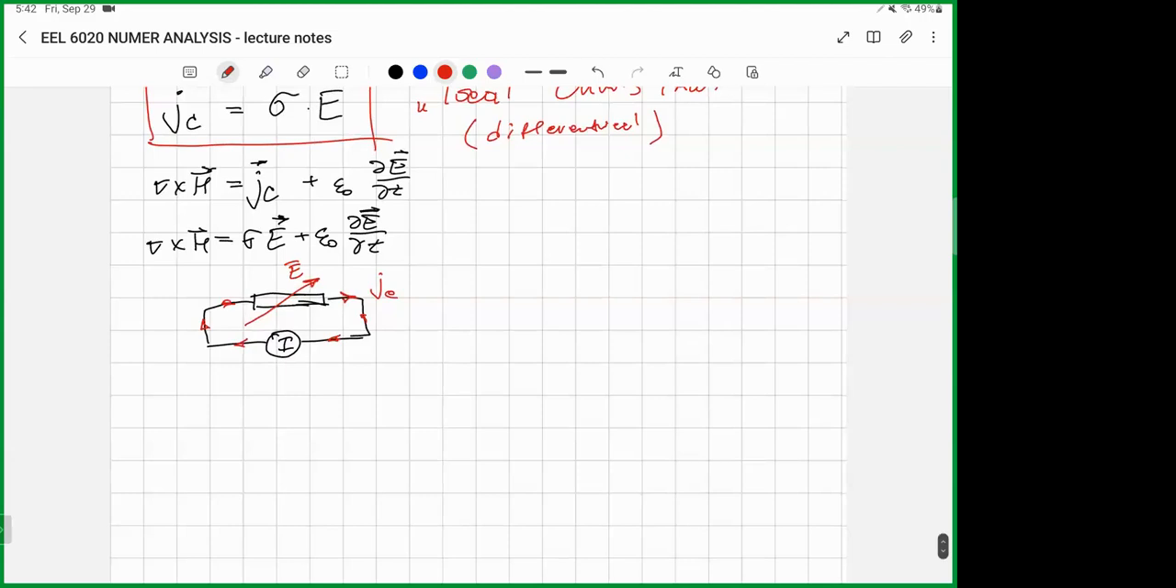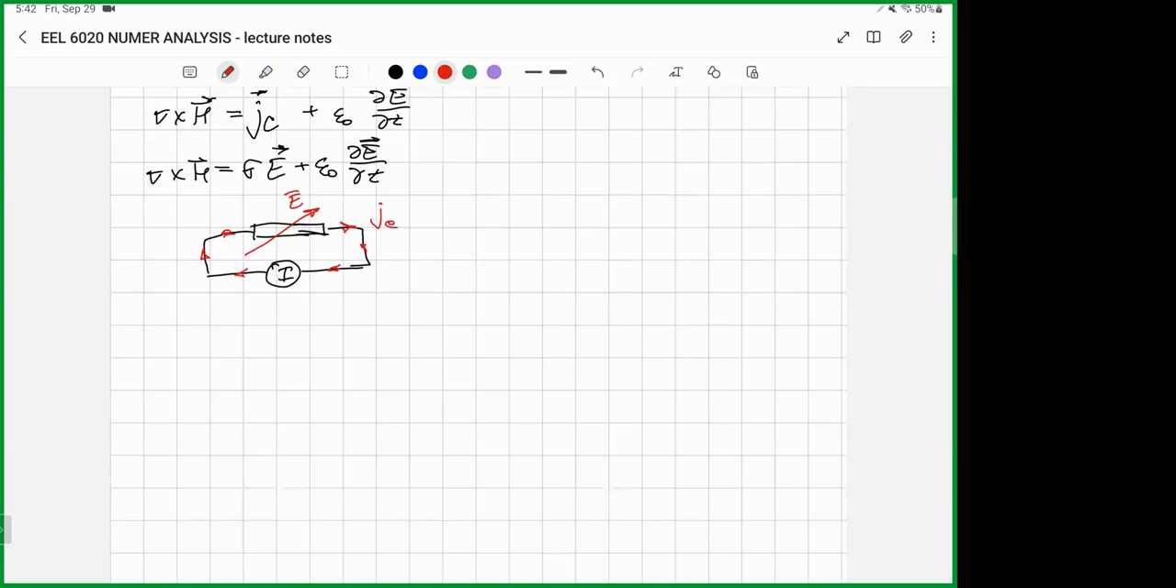And this scientist Joule did a lot of precise experiments, and he found that the power of this heat dissipation in any circuit is given by the product of the voltage in the circuit times the current. This is Joule's law.